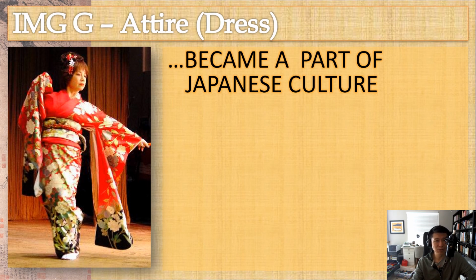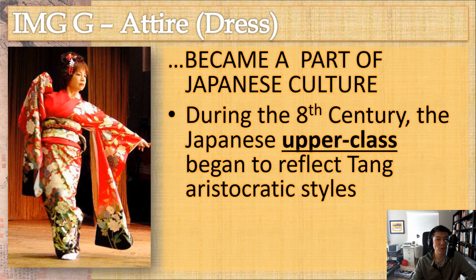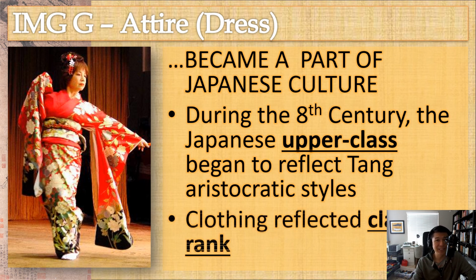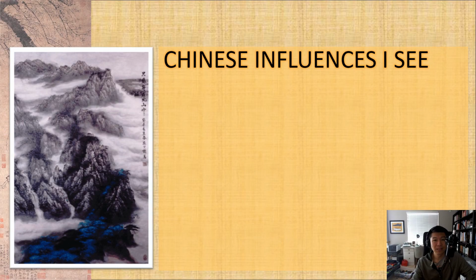In many ways, this would become the form of dress in Japan as well. By the 8th century, many of the upper class Japanese, particularly of aristocratic families, would start to see what was going on from the Tang dynasty, and they would start to dress in the exact same way as a number of Chinese aristocrats as well. If you go on the streets, what you wore would usually reflect both your class and also your rank as well.